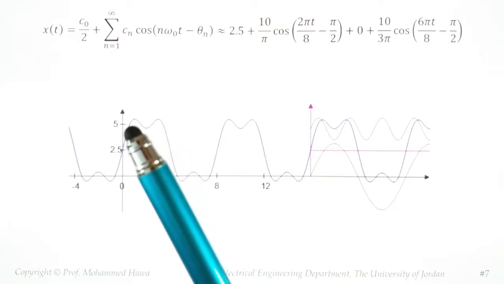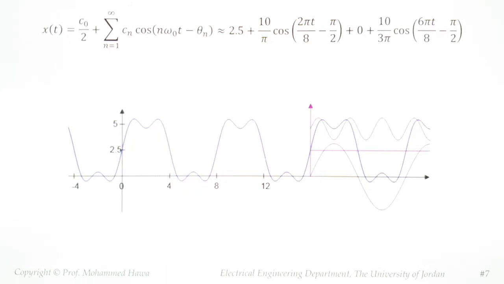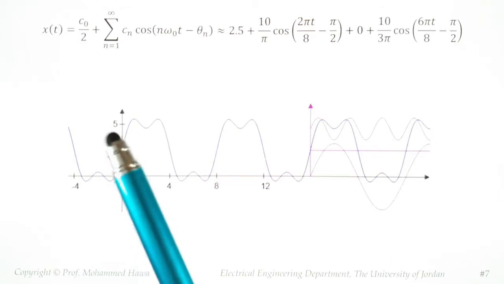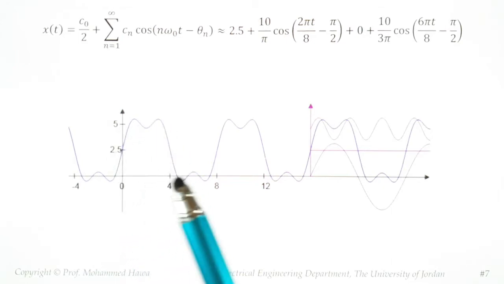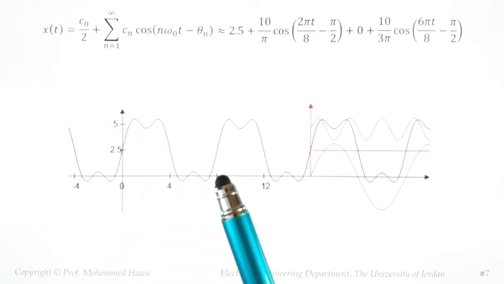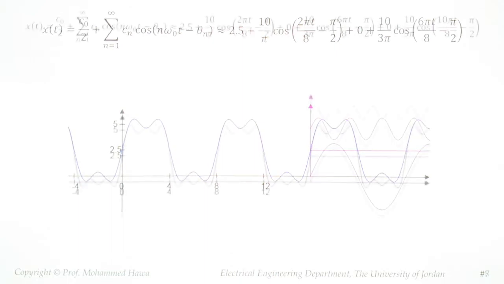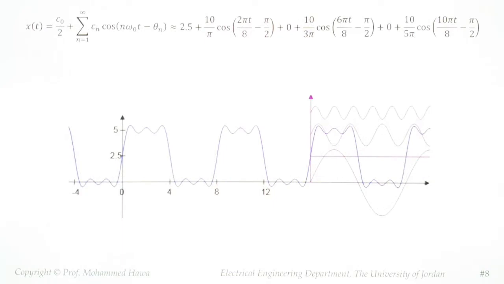You'll see that you're going to get this shape, which is now changing into something more like repeated rect. And you're still close to 5, you're still close to 0, and the fundamental period is 8 seconds. Let's try adding more cosines. This time, I'm going to add 2 more cosines.